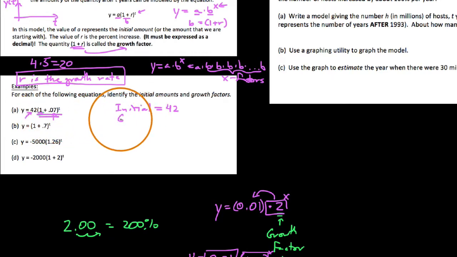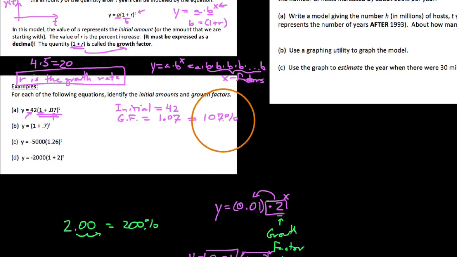I'm going to call this GF, growth factor, and say that it's really 1.07. The thing I'm trying to indicate here is, how is it growing? It's growing by 107% every time we compound this. In other words, it's 100% of what we have plus another 7% of what we have. Okay, so let's run through all of these really quickly here.